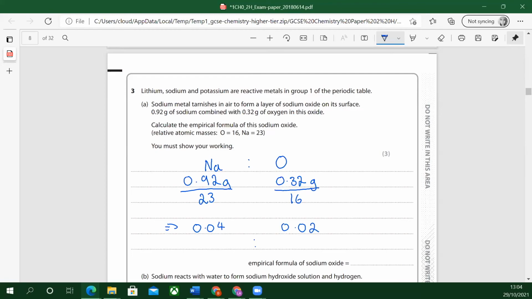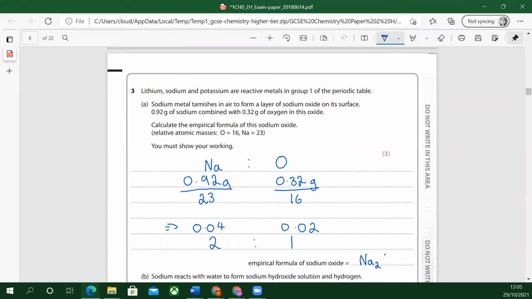Then let's think about how to put that ratio. So we have 1 to something. One is twice the other. It's nice and easy to see this time. So 2 to 1. We have 2 Na for every 1 oxygen. You might be able to work that out by the valency as well. But the formula is Na2O.